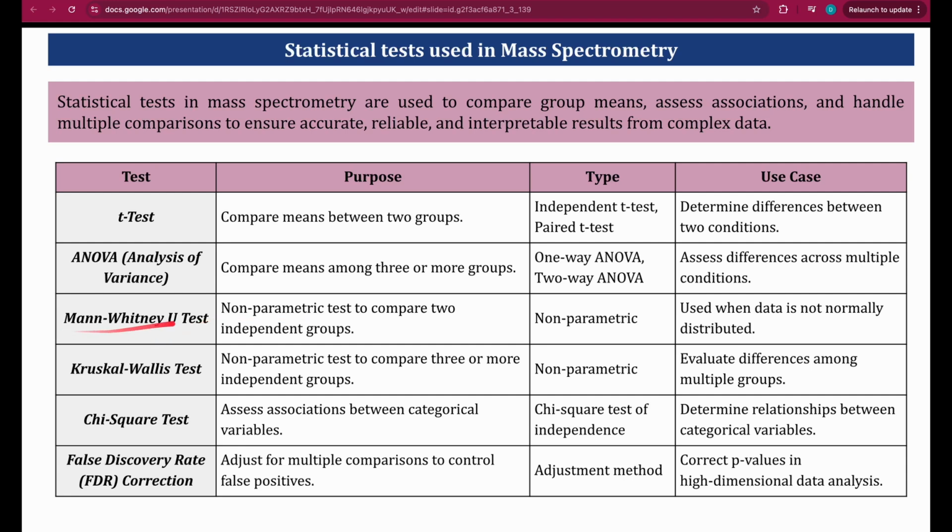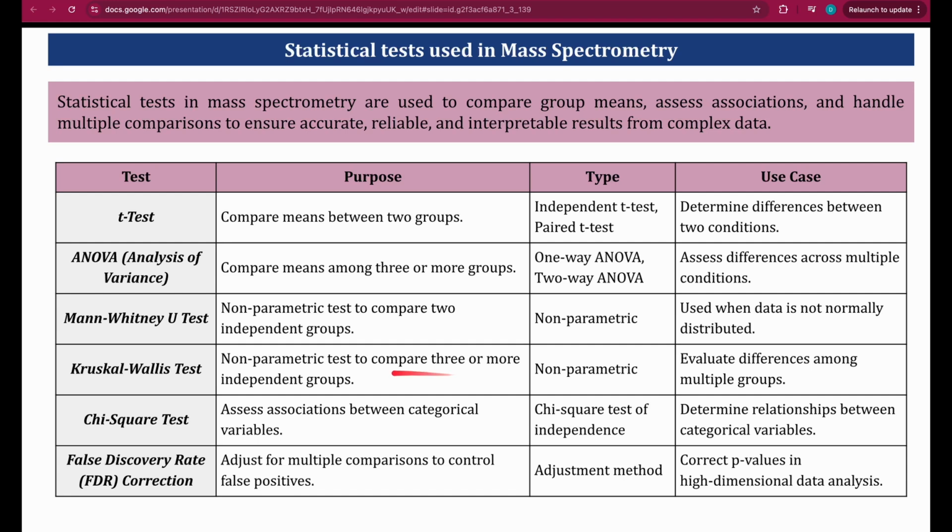So simply go for the Mann-Whitney U-test. Mann-Whitney U-test is the same as t-test, but for non-parametric data. It also compares two independent groups when the data is not normally distributed. Similarly, Mann-Whitney is used for the comparison among two independent groups, whereas if you have more than two independent groups, you will go for Kruskal-Wallis, which is the non-parametric test to compare three or more independent groups.